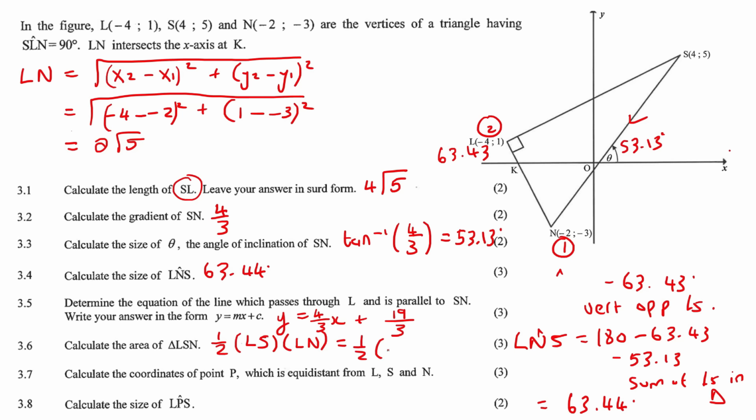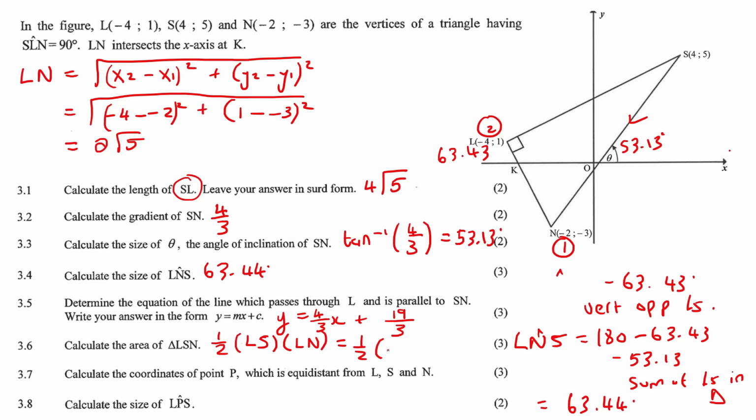This one says, calculate the coordinates of point P, which is equidistant from L, S, and N. So point P is equidistant from L, from S, and from N. That would mean then that LSN could be on a circle, and point P would have to be the center of that circle, because then to all places, that would be the radius. But we already know that this line must be the diameter of that circle, because only a diameter could make a 90 degrees. So that means point P is somewhere on this line over here.